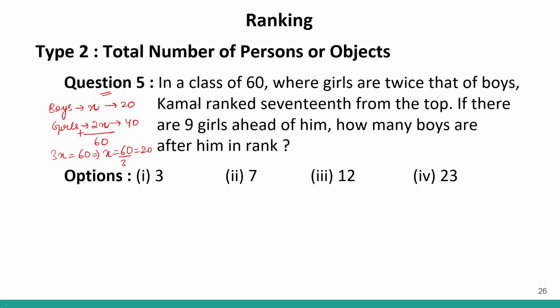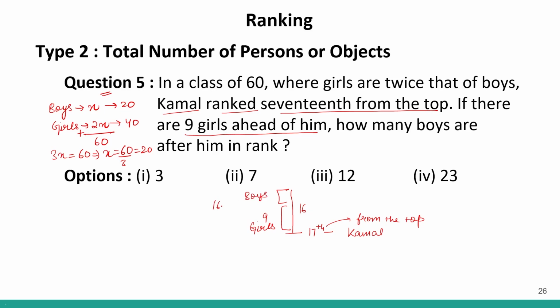Now let us look at what the question says. The question says that Kamal is ranked 17th from the top. So we have a certain number of people, 16, and at 17th position we have Kamal. This 17th position means from the top. Now, if there are 9 girls ahead of him, so out of these 16 people, we have 9 girls. So how many boys will be there? Boys will basically be 16 minus 9. That will give us 7. So we will have 7 boys over here.